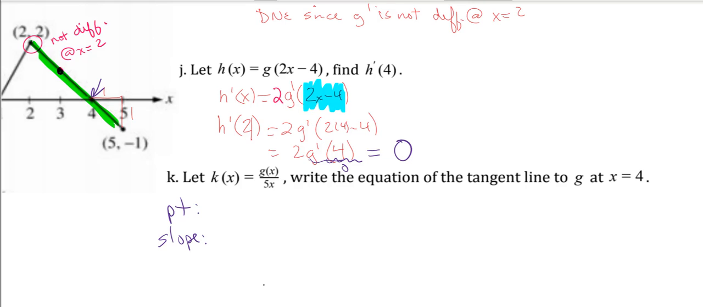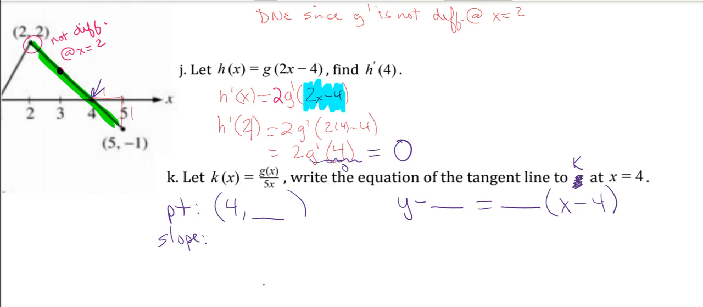Now, I know the point, the x value is 4, but I need to find the y value. And actually, this shouldn't be g. It's a typo right there. That should be k, since k of x is defined to be g of x over 5x. So we want the tangent line to k at x equals 4. So we're going to have the point 4, something, and then I've got to figure out the slope. So let's write down some pieces that we could have. We would have y minus something equals our slope, which we don't know yet, times x minus 4. So that's the beginning of this piece right here.